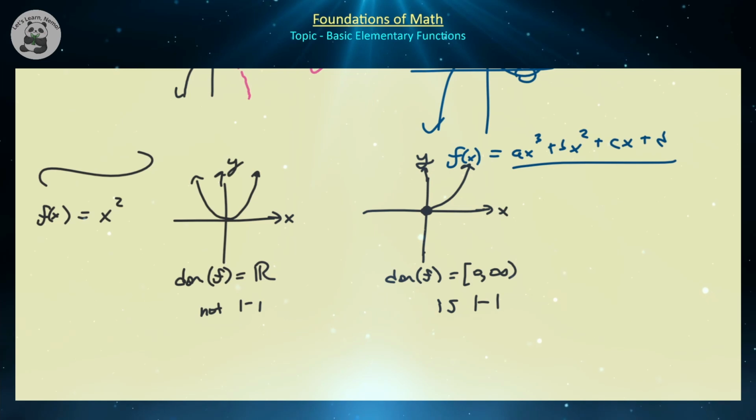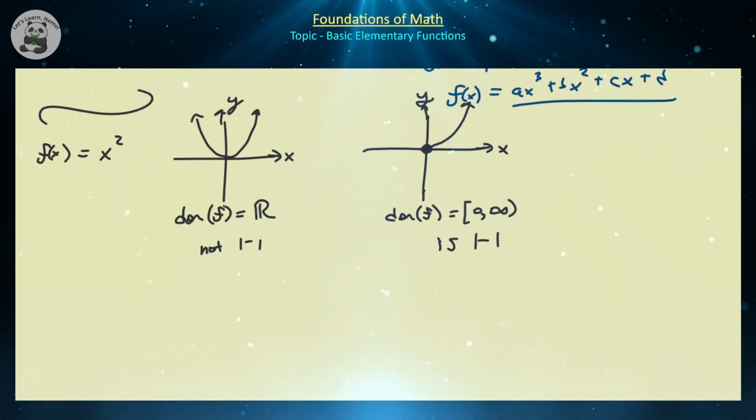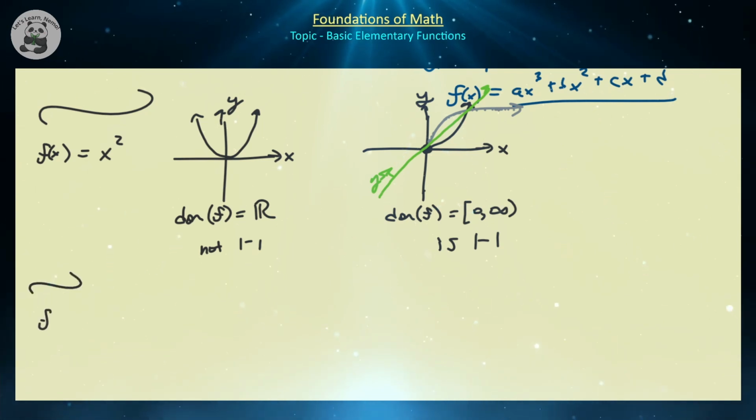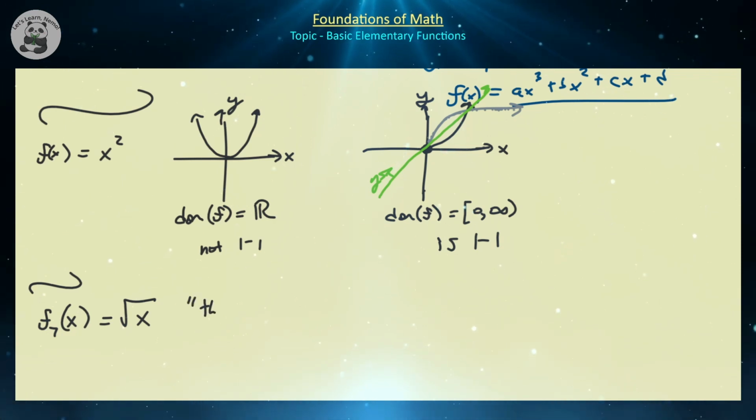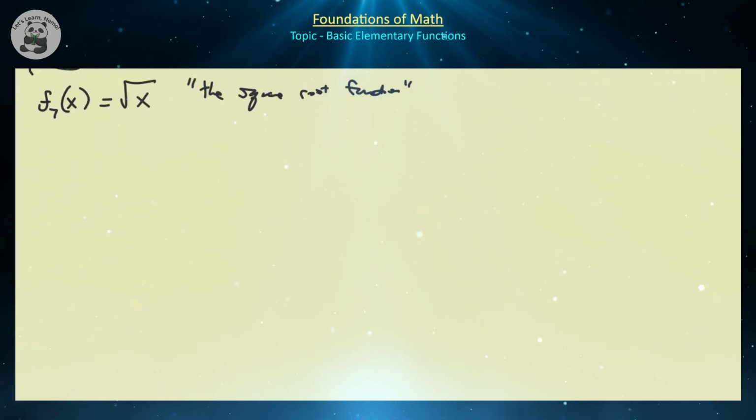Right? So since that is 1 to 1, we can look at its mirror image about the line y is equal to x, and consider this little gray curve here, which is what we call the inverse, the mirror image about the line y is equal to x. So what is so special about this new function? This new function I'm going to label as f7. This is going to be equal to the square root function. So what exactly is so special about the square root function?